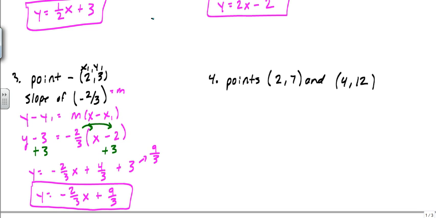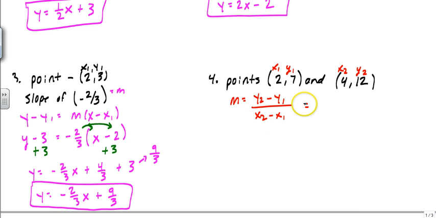So the first thing I have to find is the slope. I'm actually given 2 points. So I'm going to label these x sub 1, y sub 1, x sub 2, y sub 2. I'm labeling these because I'm going to use them in my slope formula, which is m equals y sub 2 minus y sub 1 over x sub 2 minus x sub 1.